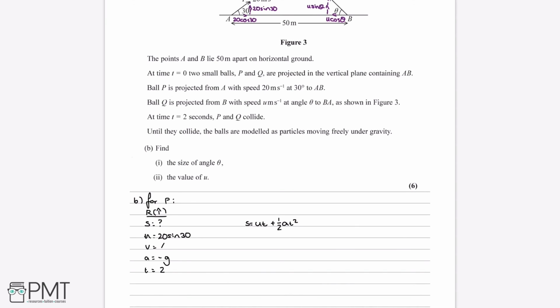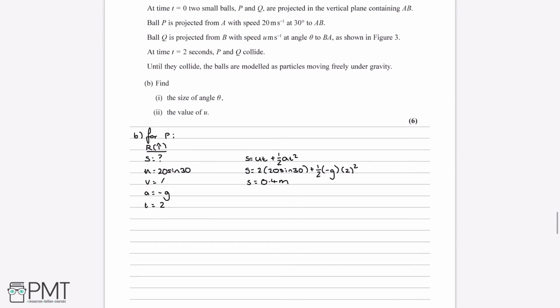And so if we substitute in the values we have, we don't know s, but we know u is 20 sine 30 and t is 2. So ut we can write as 2 multiplied by 20 sine 30. And then plus half, a is minus g, t is 2, so that's t squared. Now if we simplify this and put that into the calculator, we find that therefore s is equal to 0.4 meters. So at this point of collision, P, and therefore Q, is 0.4 meters above the ground.